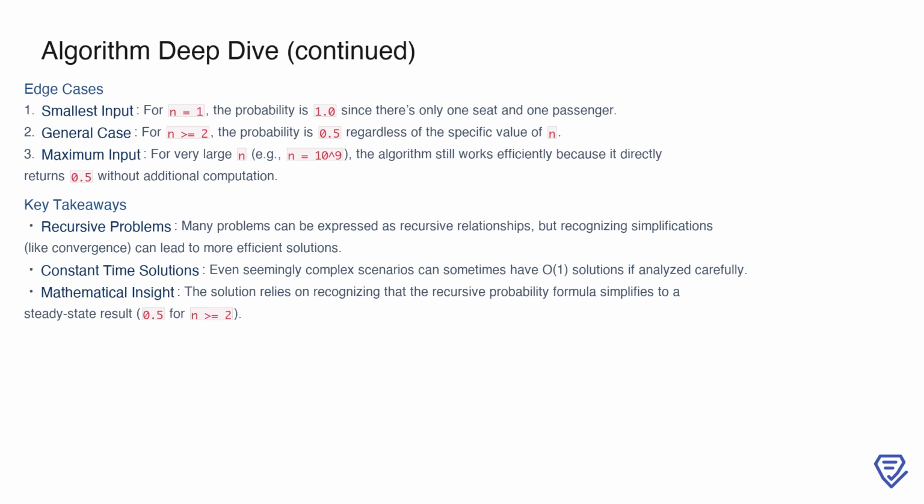This problem highlights several important lessons. First, many complex problems can be simplified by identifying recursive patterns, but recognizing when these patterns converge to a steady-state result is equally crucial. Second, this problem demonstrates the power of deriving constant time solutions, which can handle even the largest inputs with ease. Finally, this solution underscores the importance of mathematical insight in algorithm design, as the key to this problem lies in understanding the recursive formula and its simplification to a constant result for large n.